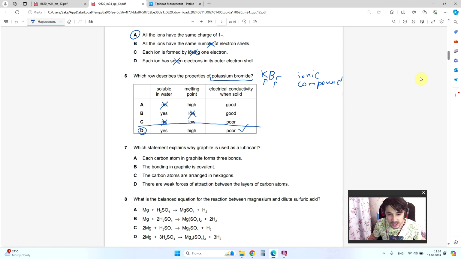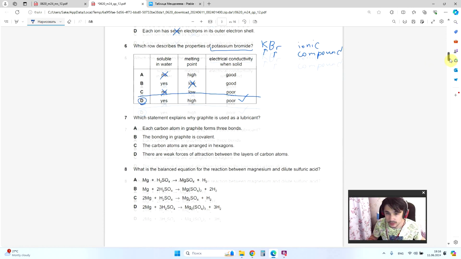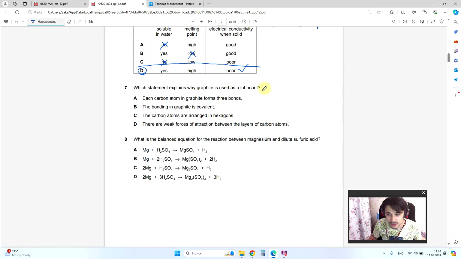Next, which statement explains why graphite is used as a lubricant? Okay, we need to address two properties of substances with giant covalent structures. So you know graphite has a sliced structure with weak forces between the layers, and there are carbon atoms in each layer connected with 3 other carbon atoms by very strong covalent bonds. So bonds within the layer are very strong, but between the layers are weak. And we need to explain why it is used as a lubricant.